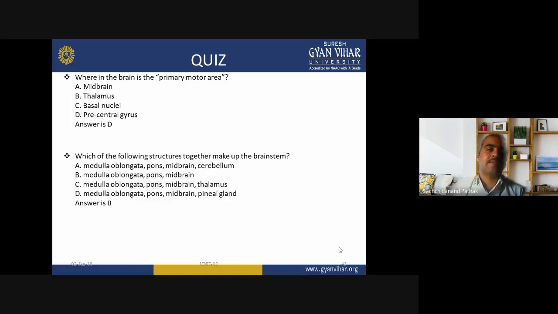Answer A is correct. Where in the brain is the primary motor area? It will be present in the midbrain, thalamus, basal nuclei or precentral gyrus. So yes, precentral gyrus. So answer D is correct. Which of the following structures together make up the brain stem?